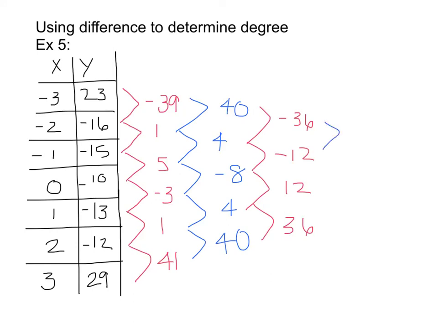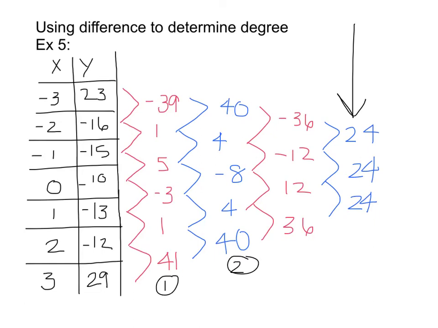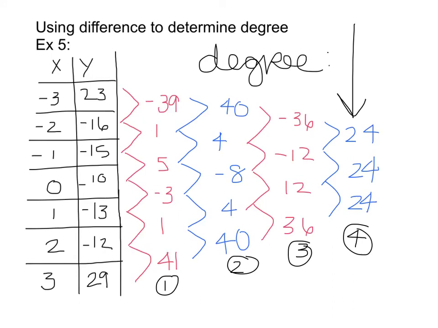Negative 12 minus negative 36 gives me positive 24. 12 minus negative 12, also positive 24. 36 minus 12 also gives me positive 24. So since all of these numbers are the same, that's when you know to stop. You subtracted once, twice, 3, it took 4 times until you got all of the same answers. So this has a degree of 4 since you subtracted 4 times until you got the same answer.